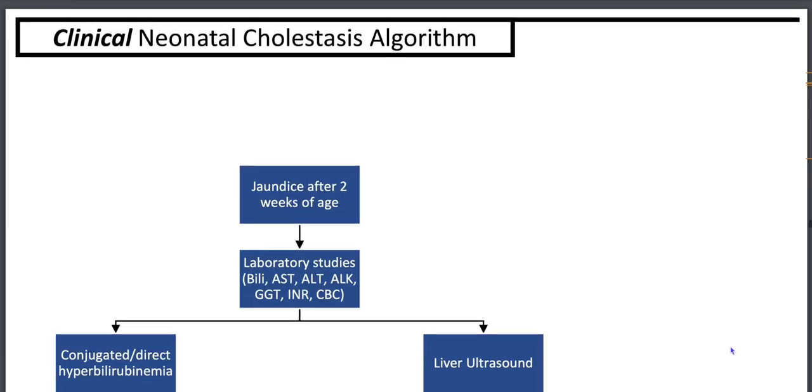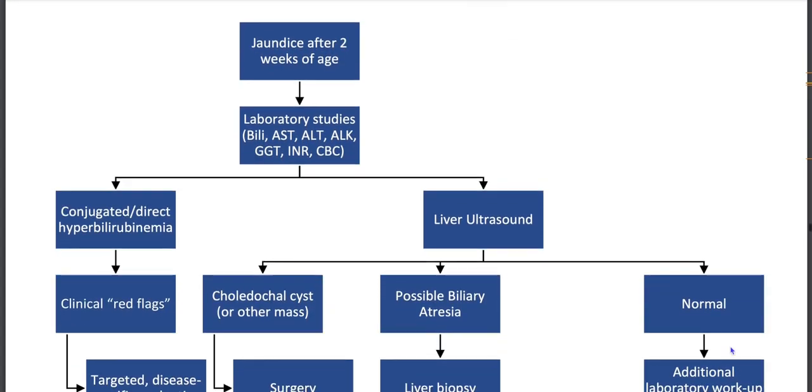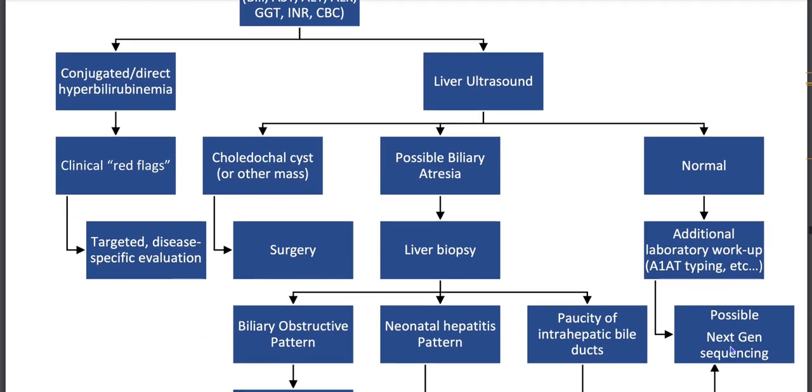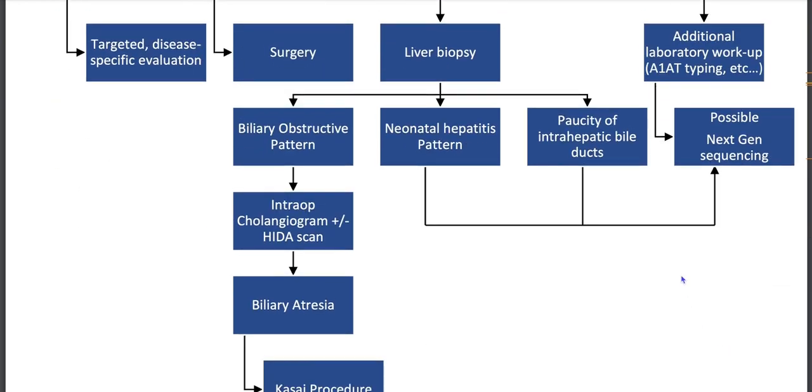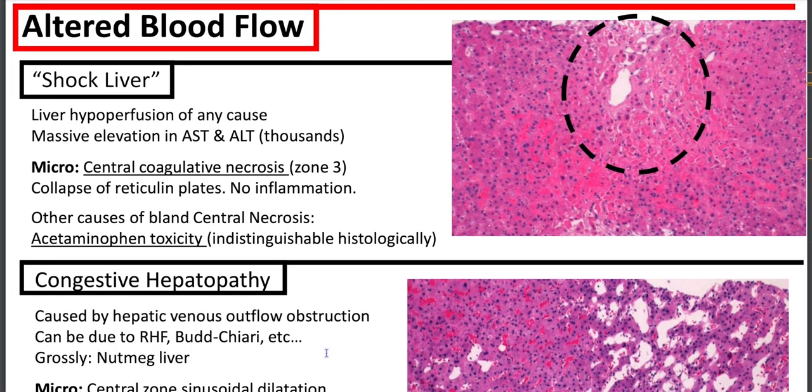And this is the clinical neonatal cholestasis algorithm that I will leave here for your review, but there's biliary atresia. The procedure is the Kasai procedure. All right, altered blood flow, where you can have the shock liver.